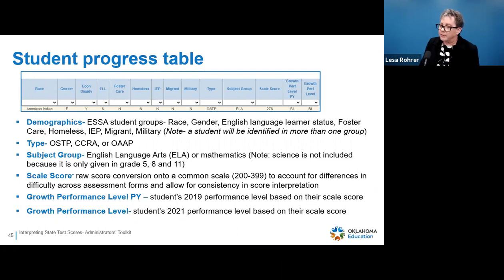Performance level of the prior year, that's taking that student's scale score and seeing where it aligns in that performance level, because there's a relationship between those two. Again, the closer I am to 300, the closer I am to proficient. Growth performance level for the current year, we did the same thing. We looked at where that scale score was in relationship to where that performance level is. And that's what you're seeing reflected in this table.